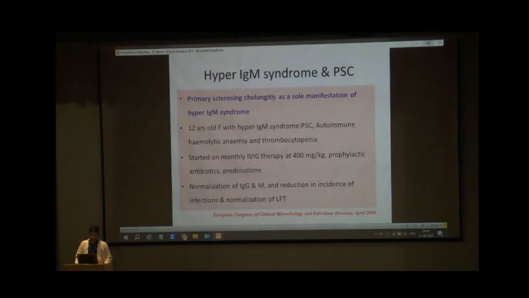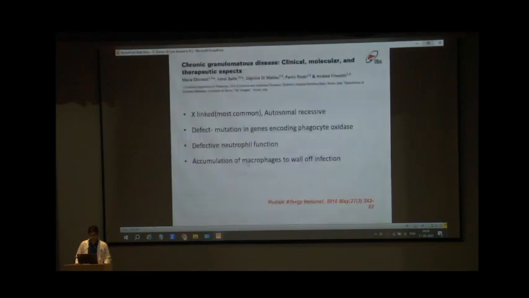So hyper IgM syndrome classically causes secondary sclerosing cholangitis. Still, there are a few case reports in the literature describing an association of primary sclerosing cholangitis and hyper IgM syndrome with autoimmune hepatitis and hemolytic anemia in a girl who received IVIG treatment with prophylactic antibiotics and steroids. In the follow-up, there was complete normalization of the immunoglobulin profile. Also, there was a reduction in the incidence of infections and normalization of the liver functions.